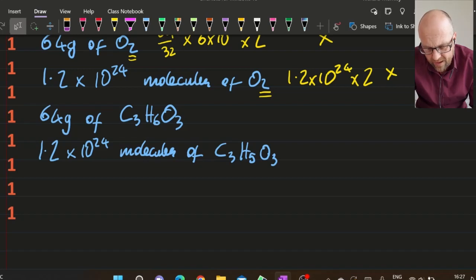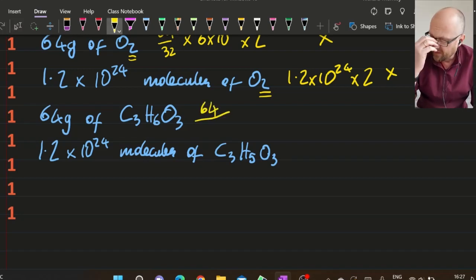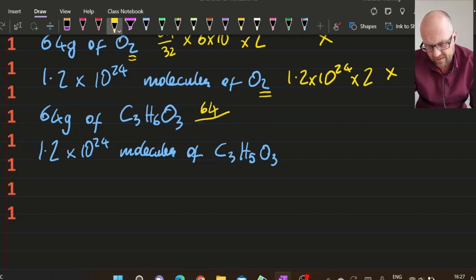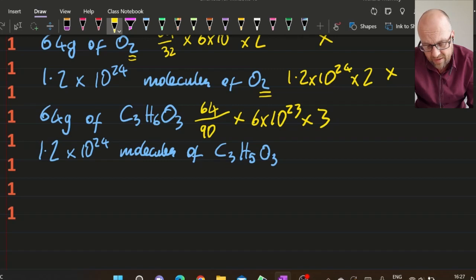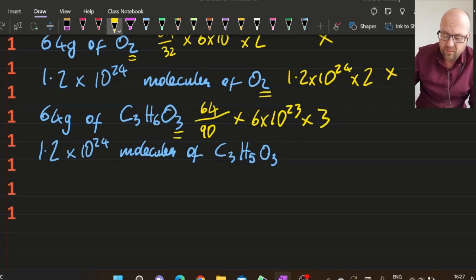so how many moles do I have? Moles is mass over molar mass. The molar mass is 3 times 12 is 36, plus 6 is 42, plus 90. Multiply that by 6 times 10 to the 23. And I've got to multiply that by 3 because for every one of those molecules, I've got 3 oxygen atoms.